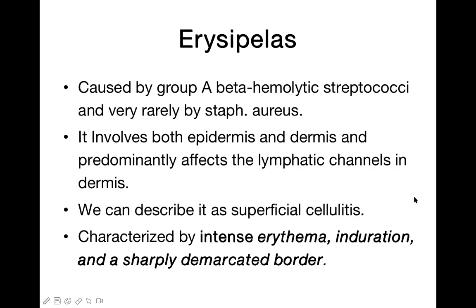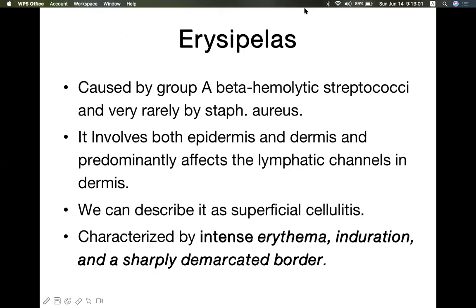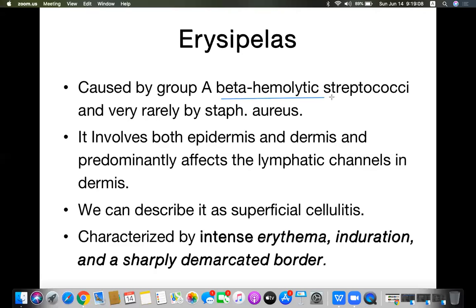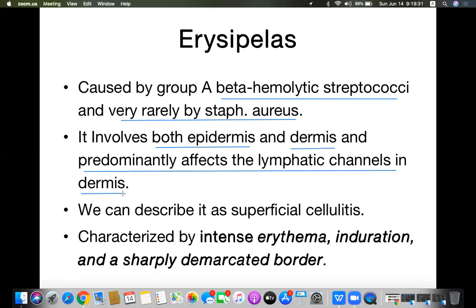Now, after discussing impetigo, let's talk about erysipelas, another common skin infection. What do you mean by this? Erysipelas is caused by beta hemolytic streptococci and very rarely by Staph aureus. So this is one important point here. And which area of the skin is infected is even more important. It involves both epidermis as well as dermis, and it predominantly affects the lymphatic channels in the dermis. This is a very, very important point. Both epidermis and dermis are involved, and it also affects the lymphatic channel in the dermis.